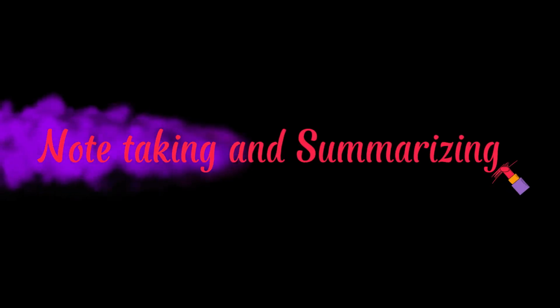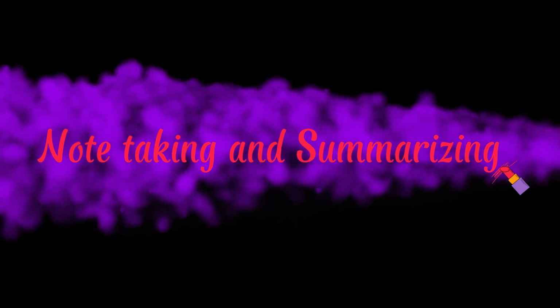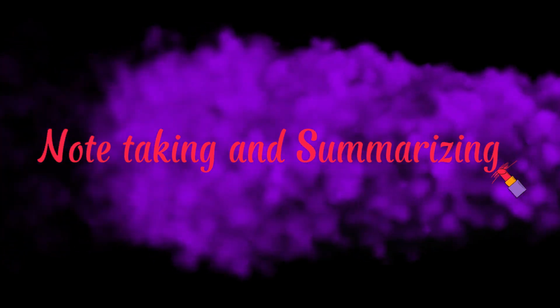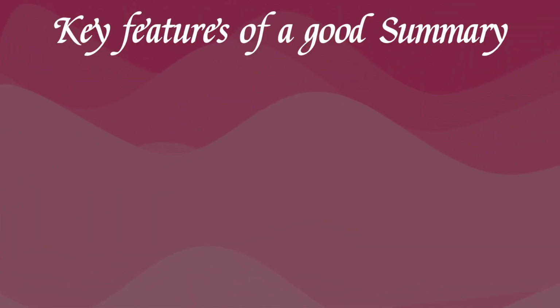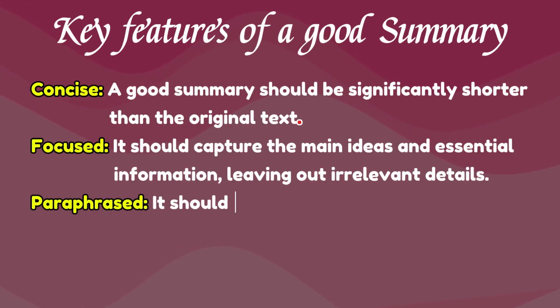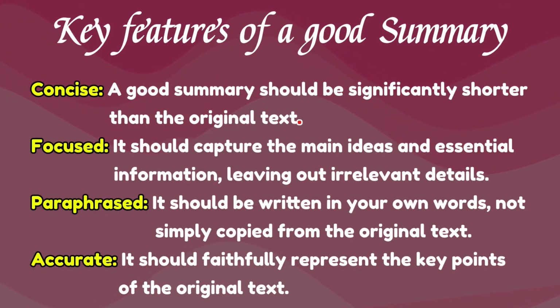Note-taking and summarizing. Key features of a good summary. Concise. A good summary should be significantly shorter than the original text. Focused. It should capture the main ideas and essential information, leaving out irrelevant details. Paraphrased. It should be written in your own words, not simply copied from the original text. Accurate. It should faithfully represent the key points of the original text.